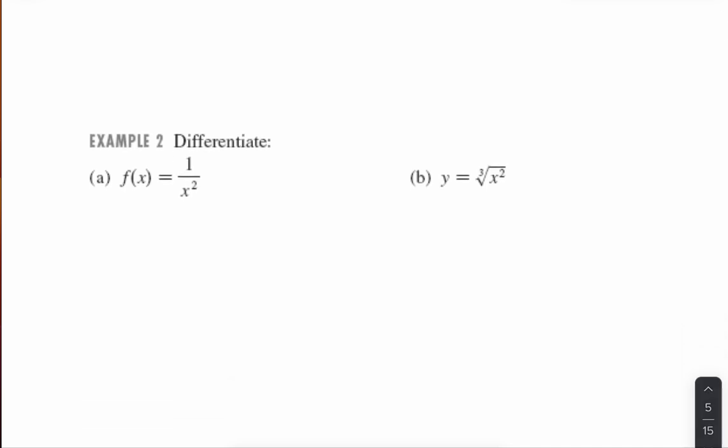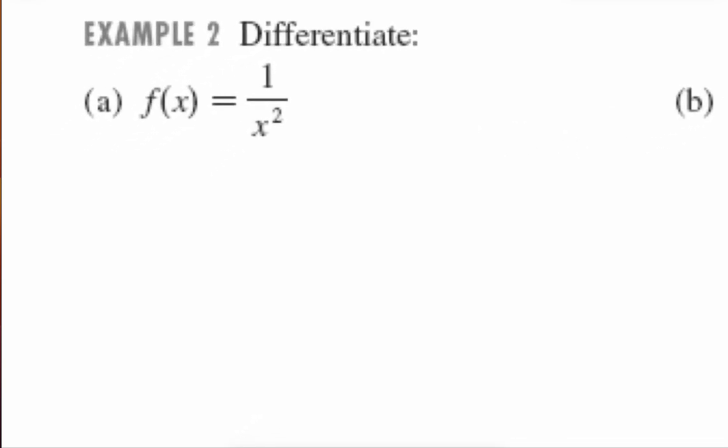Now, these are the ones where, looking at it initially, they look yucky, but they are not if we rewrite them as a power function. So how could we rewrite this one as a power function? Yes, x to the negative 2. Now that is not the derivative. I'm just rewriting it so I can do the derivative.